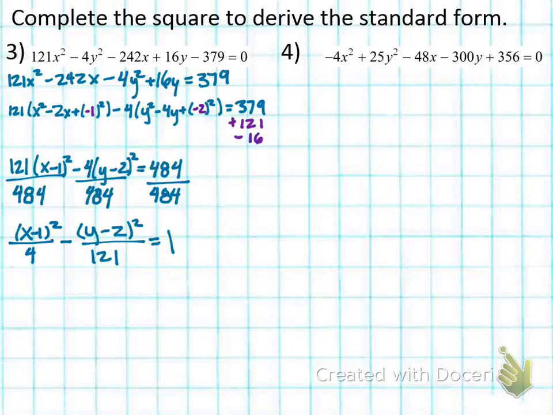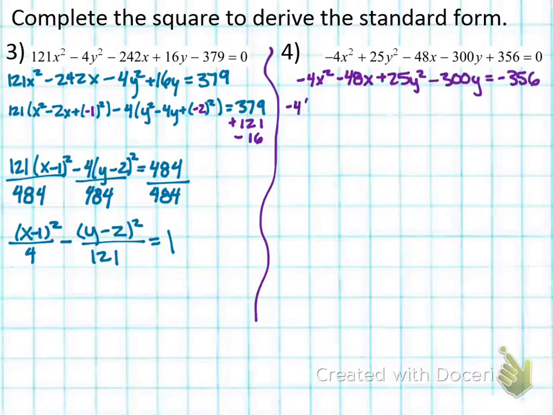Okay, then for number 4, again, you would just start by moving the constant over to the right, and then you'd factor out each of these pieces. So factor out the negative 4 from the x's, factor out the 25 from the y's, and I'm leaving space to complete the square for each of these.